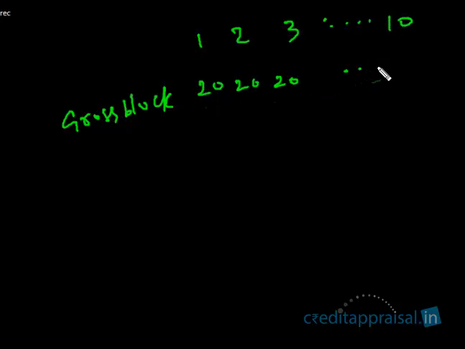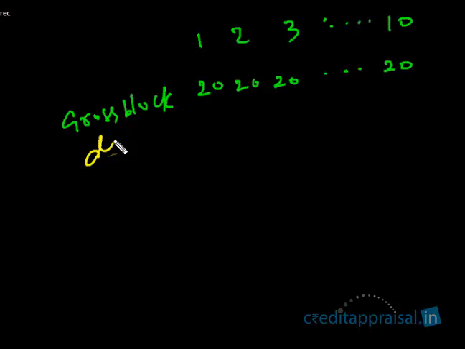Let us have a new term called gross block. This is the original cost of the machine. If you assume the cost of the machine is 20 crores, then in every year it will be 20 crores. This is the original cost of the machine.